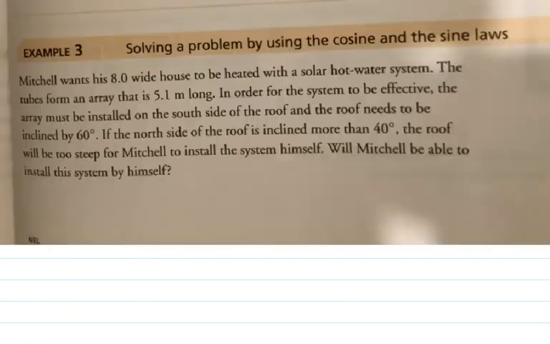So I'm just gonna get a picture here for a second. So this is just a problem from the textbook. Mitchell wants his 8.0 meter wide house to be heated with a solar hot water system. The tubes form an array that is 5.1 meters long. In order for the system to be effective, the array must be installed on the south side of the roof, and the roof needs to be inclined by 60 degrees. If the north side of the roof is inclined more than 40 degrees, the roof will be too steep for Mitchell to install the system himself. Will Mitchell be able to install the system by himself?